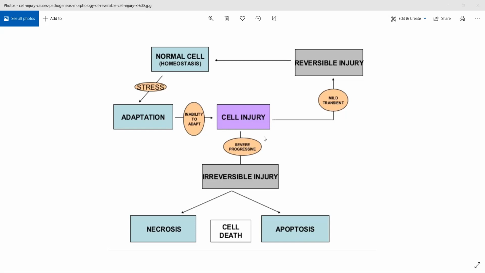So if it is something which is mild and transient, in the sense that it is applied for a short period of time. Transient stress is something that is applied sparingly and is few and far between. Let's suppose a mild transient kind of injury would be if someone falls down and grazes their knee. That is a mild kind of injury. That is reversible injury.